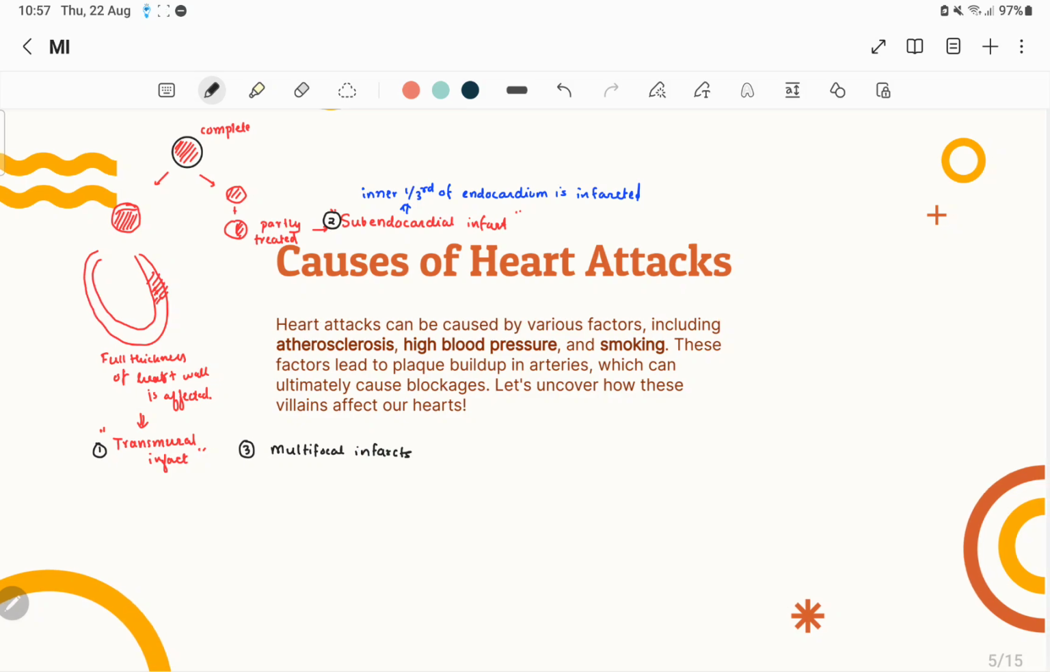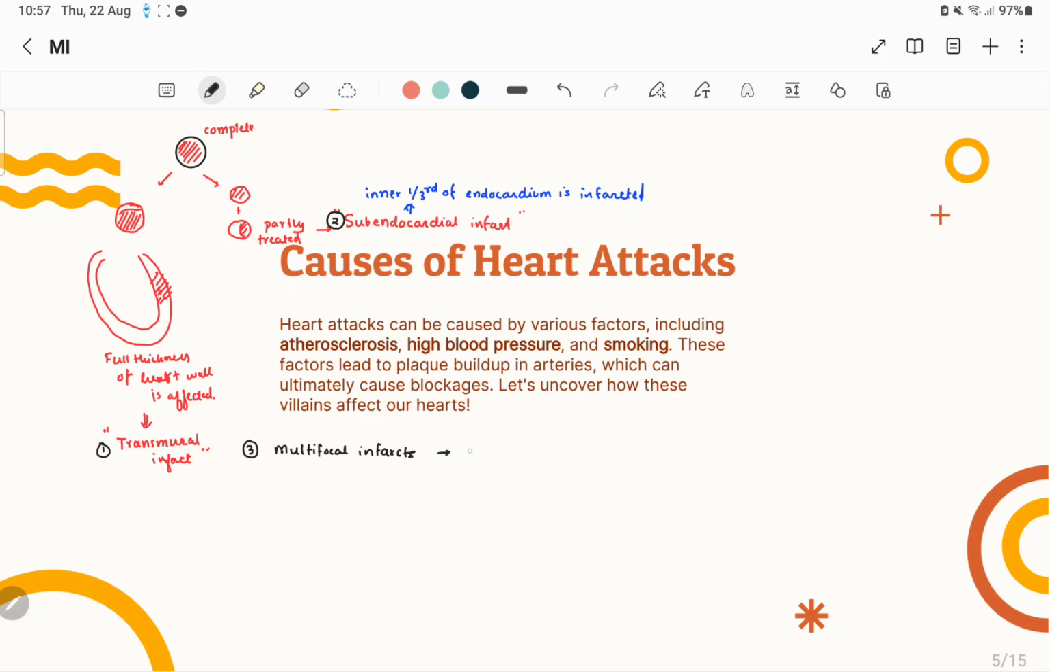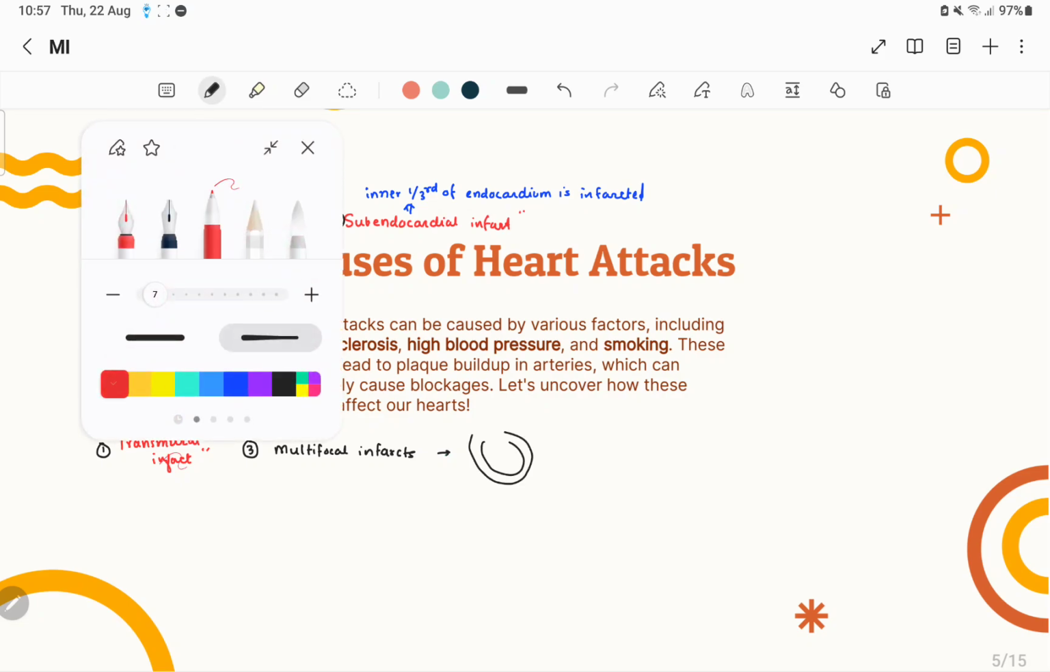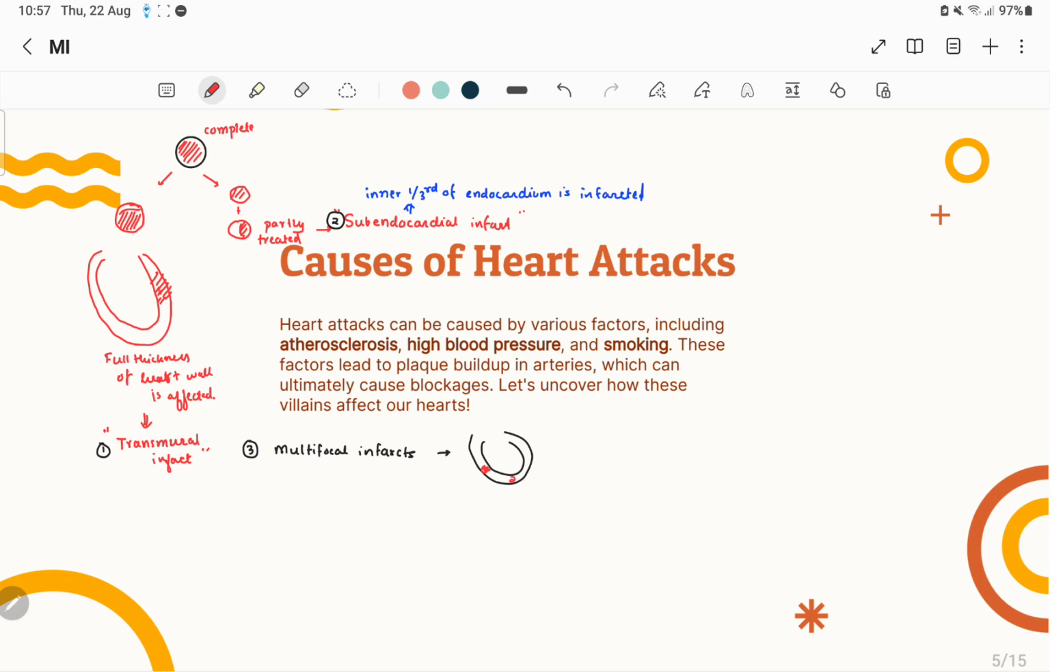So in multifocal infarcts, what happens? Small multiple areas are basically infarcted, right? If this is the heart wall, then we can have infarct here. So what are the etiologies? Either we can have increased catecholamines. Increased catecholamines will cause intense vasospasm, and this may occur due to intense vasospasm. Or we can have a type of vasculitis.